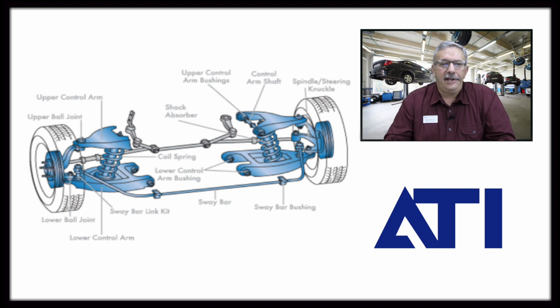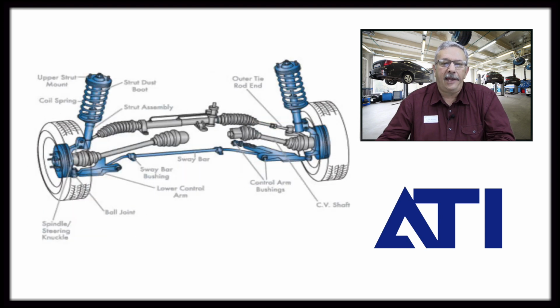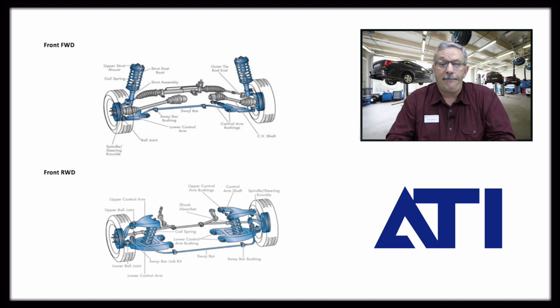This illustration is of a front end system for a rear wheel drive car. The difference being, if we look at the front wheel drive car, we have a rack and pinion steering system. That is quite a bit different than what you would see on the rear wheel drive car, where we have what's called a parallelogram steering system. The difference being we've got a big, heavy steering box that goes on the rear-wheel drive type vehicle.